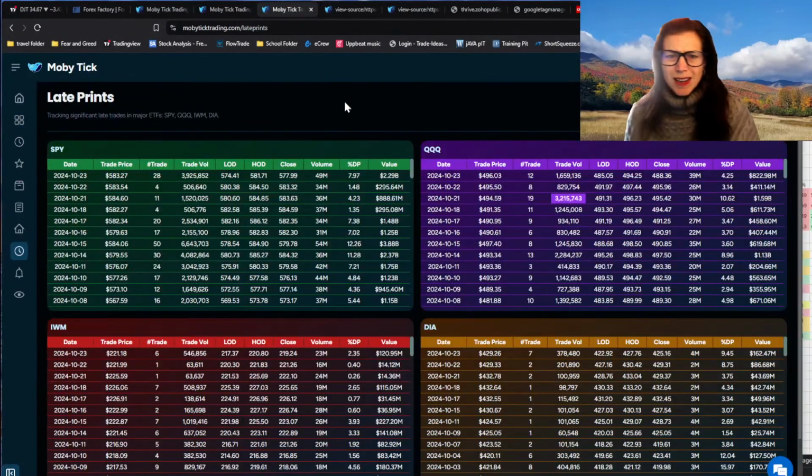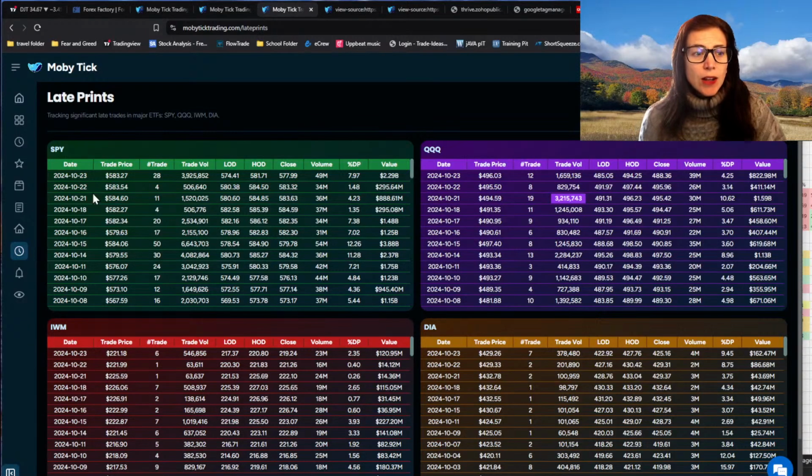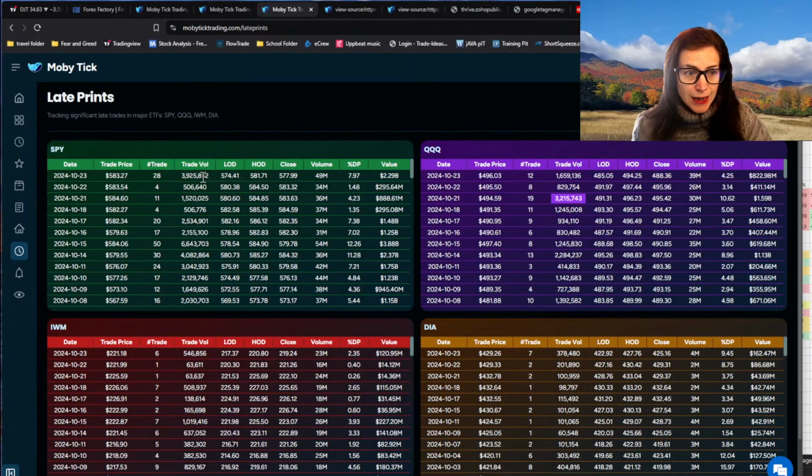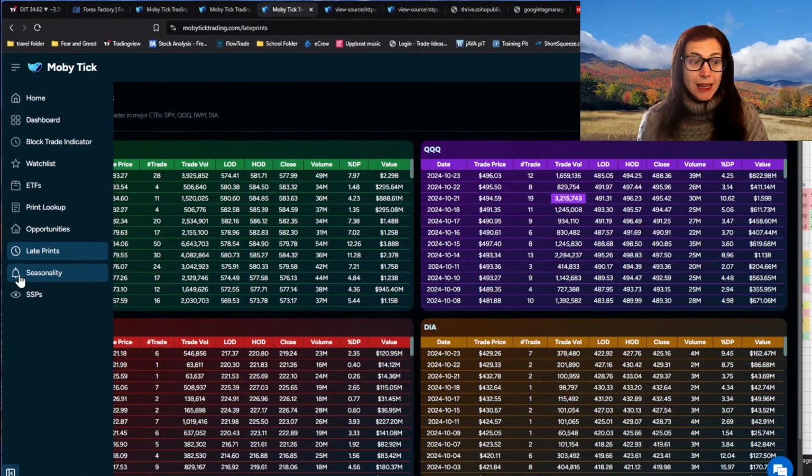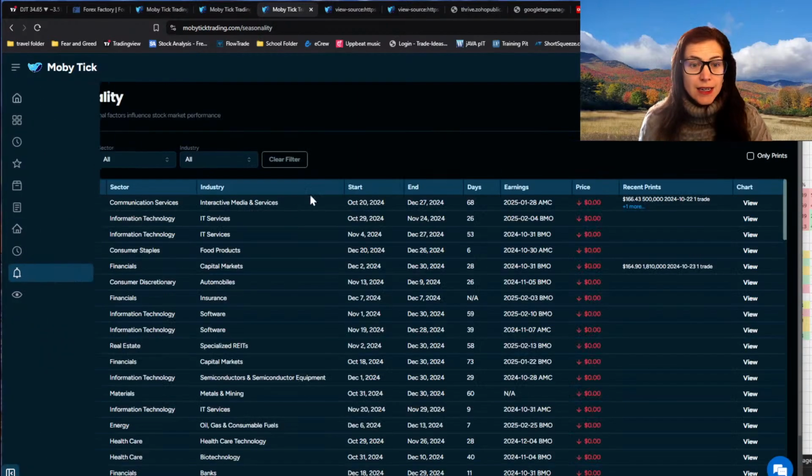Late prints. What do you mean, Jane? What do you mean by late prints? Well, here we have a print that came in today from yesterday, right? 3.9 million on the SPY 583. Why is that important? Well, if it's above us, then they're likely selling. If it's below us, then they're likely buying, right?